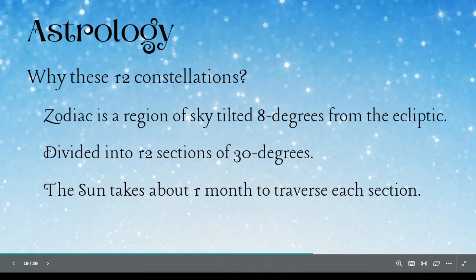So you take this celestial sphere, you divide it into 12 sections of 30 degrees, and then you get these 12 regions. Each one has a constellation, and the sun takes roughly a month to go through each of these sections, so it works out pretty well. You throw that 13th one in there, that would mess things up a little bit.